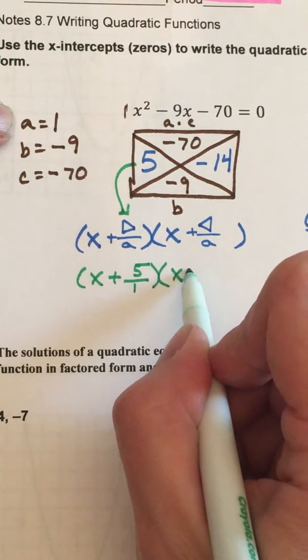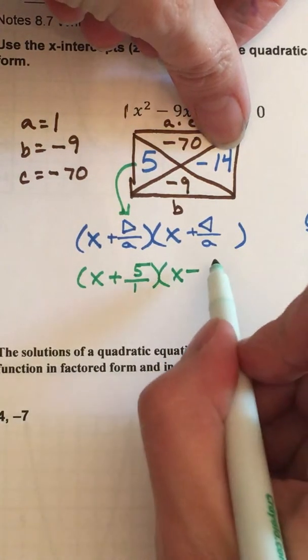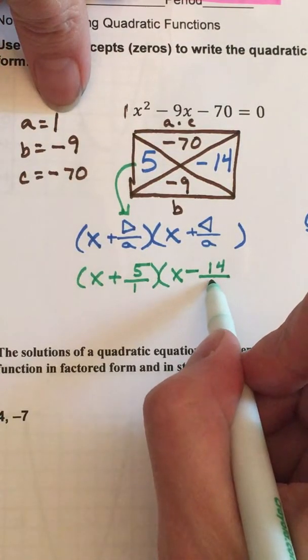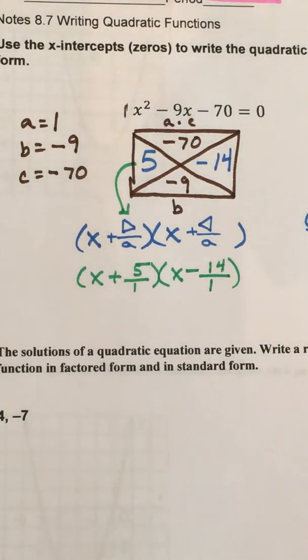X minus that wing, 14 over A, 1. What happens if A isn't 1? We'll deal with that on a different day. Don't worry about it. I'll take care of you.